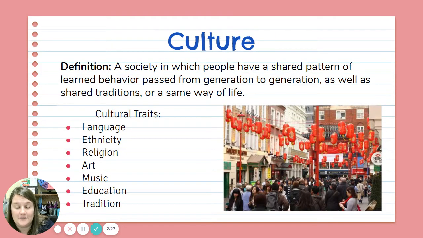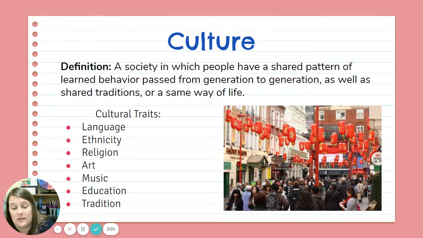Next, we have culture. This is probably the most fun thing to talk about, guys. This is any kind of shared pattern or learned behavior that is passed from generation to generation. It's traditions that we share or ways of life that we share. We look at regions because of the culture. I think of the southwestern region of the United States. It's very heavily influenced by Mexico. It has a lot of Hispanic traditions and culture because it's so close to Mexico. That's very different from the Northeast region or even our Midwest region.